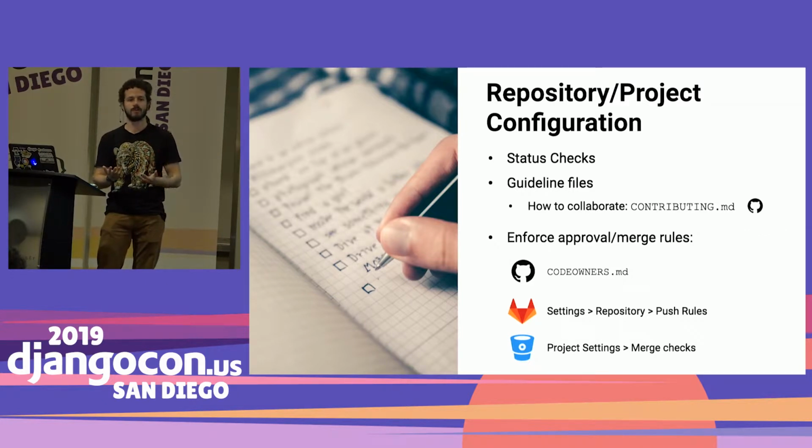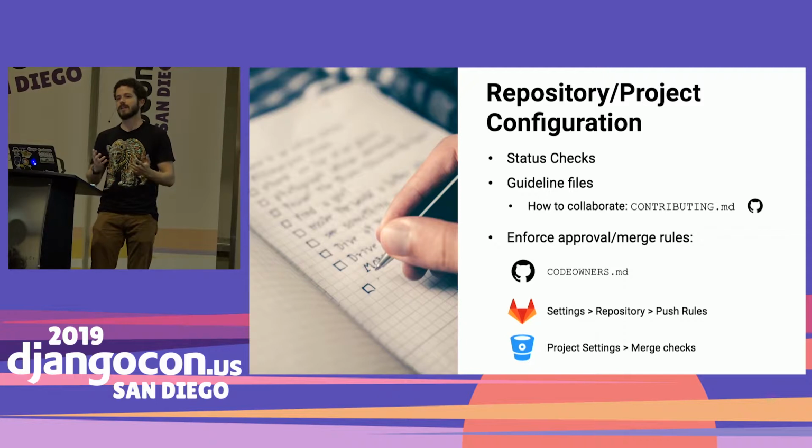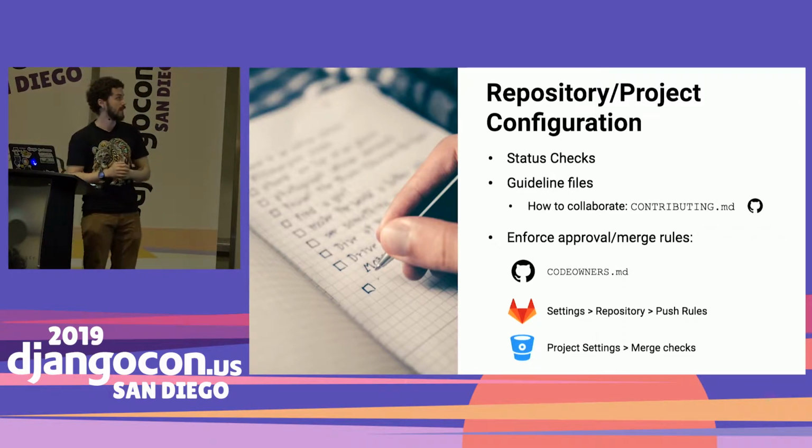Adding guideline files as well is a great way to tell people how to contribute to your project. If it's an open source project, for example, and people have made a fix and they don't know how to submit it, don't know how to create the pull request.